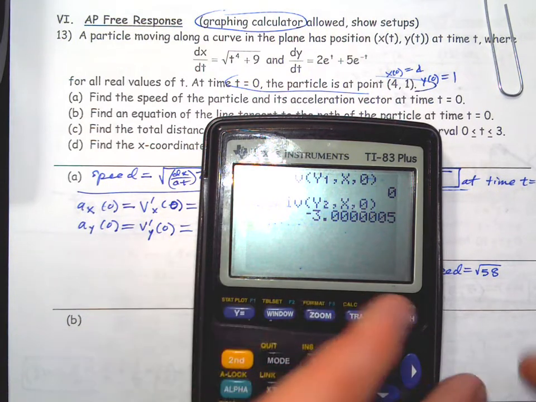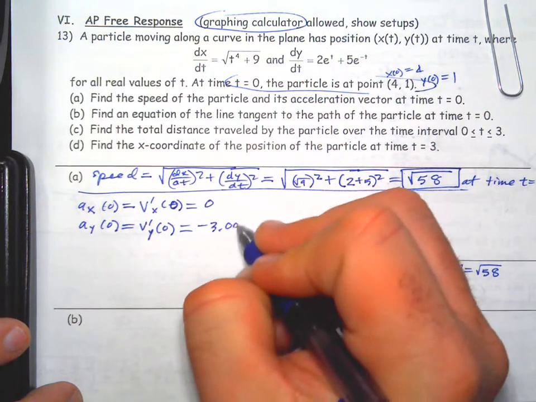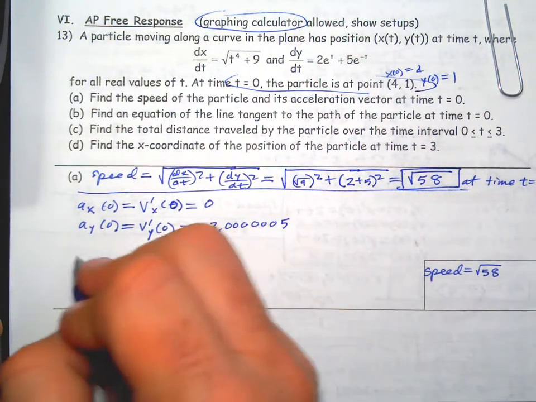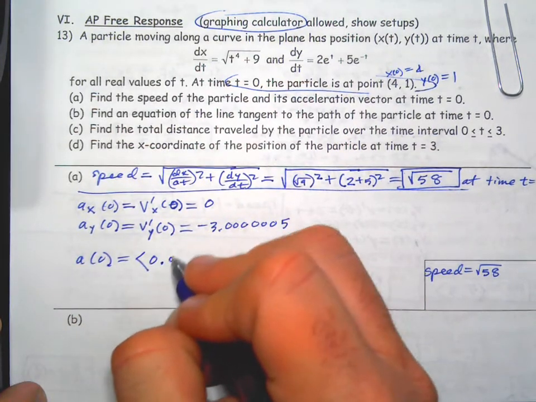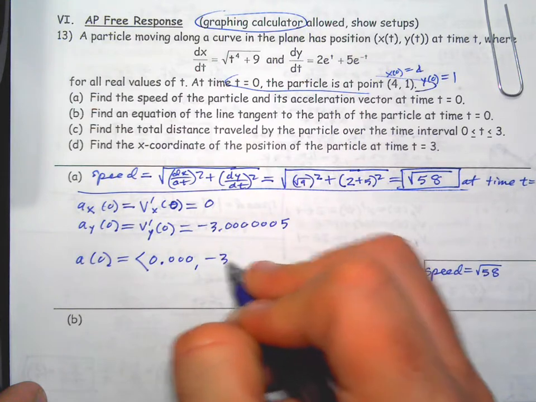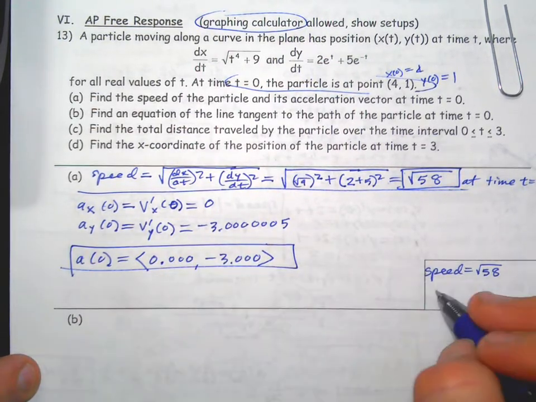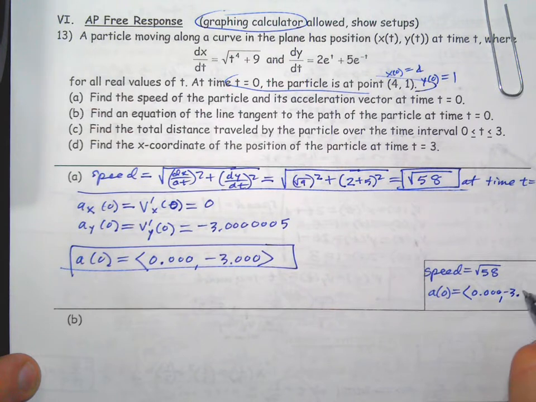Okay, there we go. So 0, negative 3.0000005. So our final answer, acceleration at time 0 as a vector, is <0.000, -3.000>. If you want to emphasize your 3 decimal accuracy, okay, there we go.